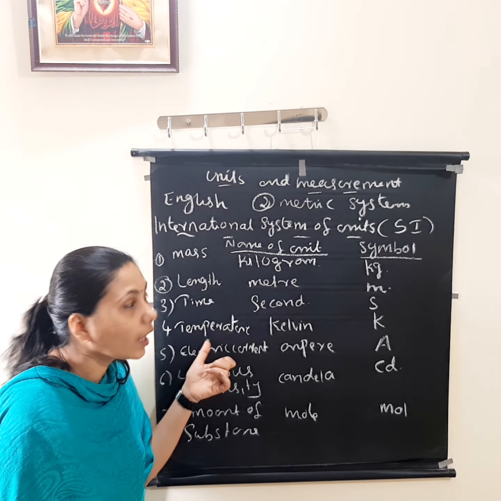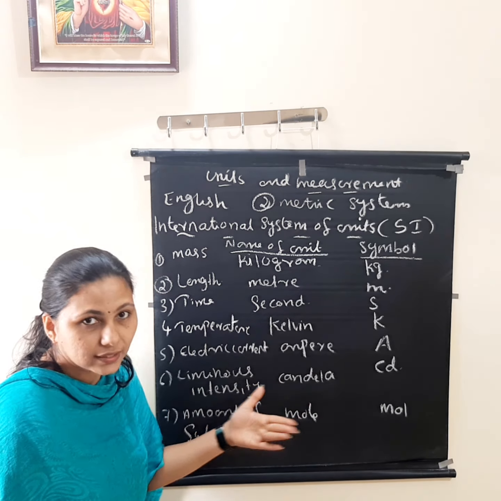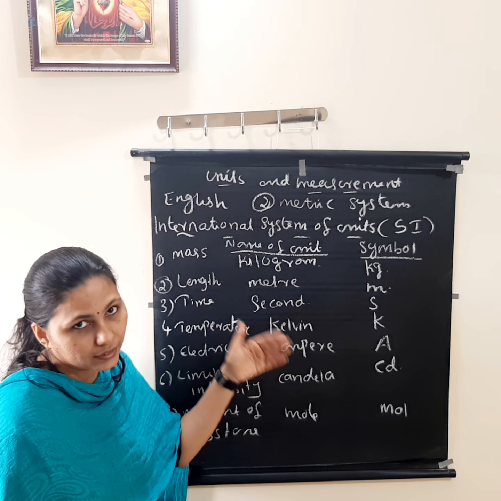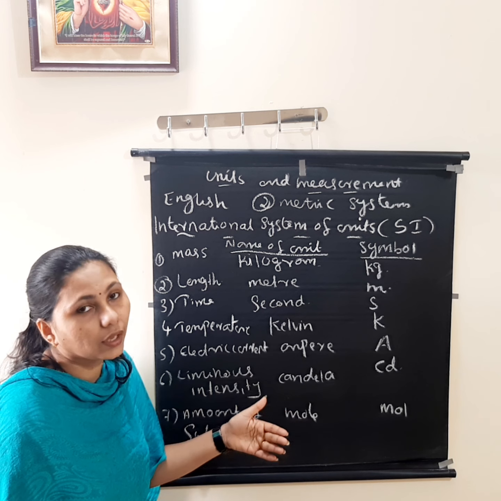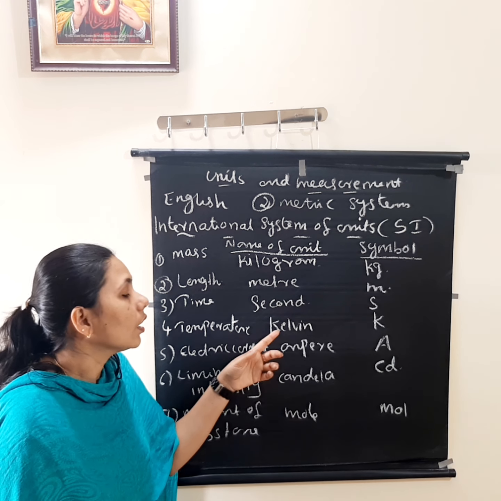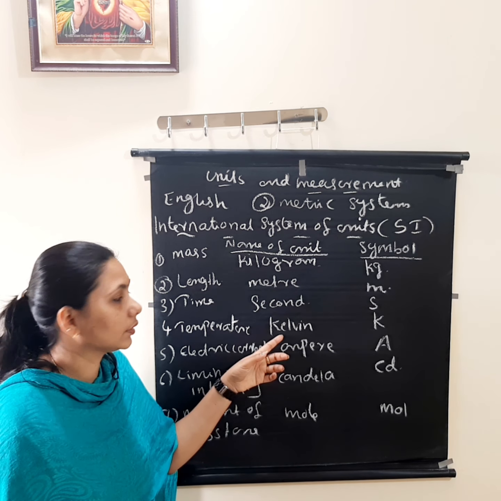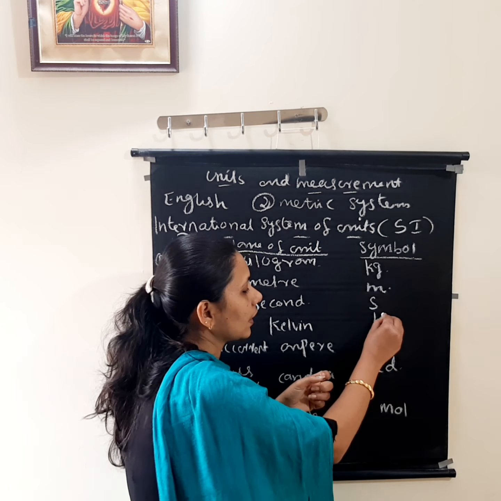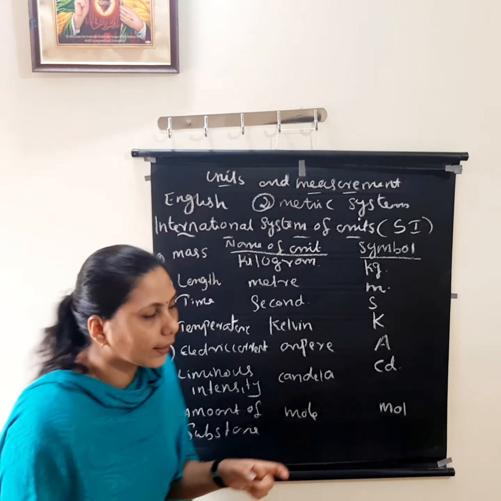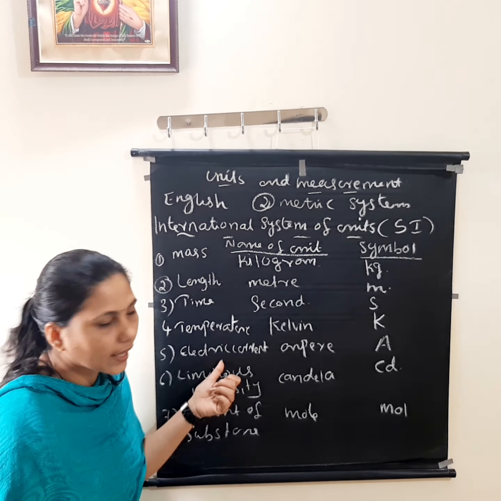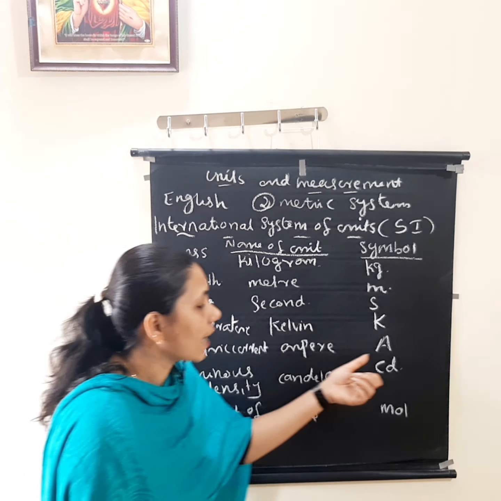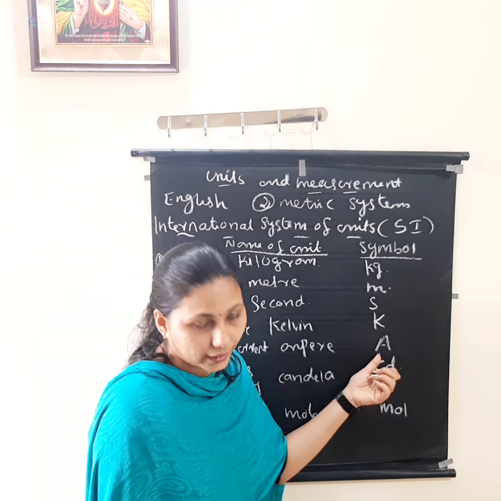Next is temperature. Degree Celsius is there, Fahrenheit is there, but Kelvin is the common system in the international system. According to the SI system, the name of the unit for temperature is Kelvin, and it is represented by capital K, not small k, capital K. Next is electric current. It is ampere, and it is represented using capital A.